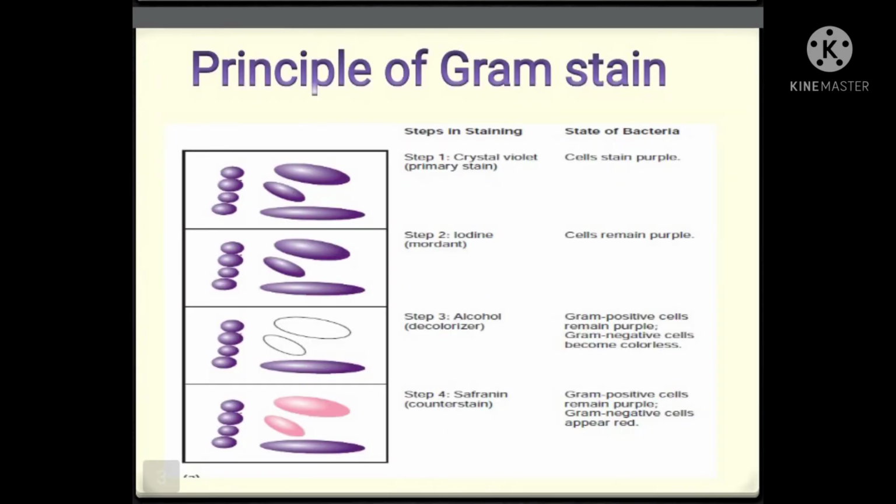After decolorization, the gram-positive cell remains purple and the gram-negative cell loses its purple color. After that, a counter stain is added, which is positively charged safranin or basic fuchsin. Both gram-positive and gram-negative bacteria pick up this counter stain color. After staining, gram-positive bacteria appear purple-violet in color, whereas gram-negative bacteria appear pink in color. The color differences in the gram stain arise because of the differences in the thick and thin peptidoglycan layer.